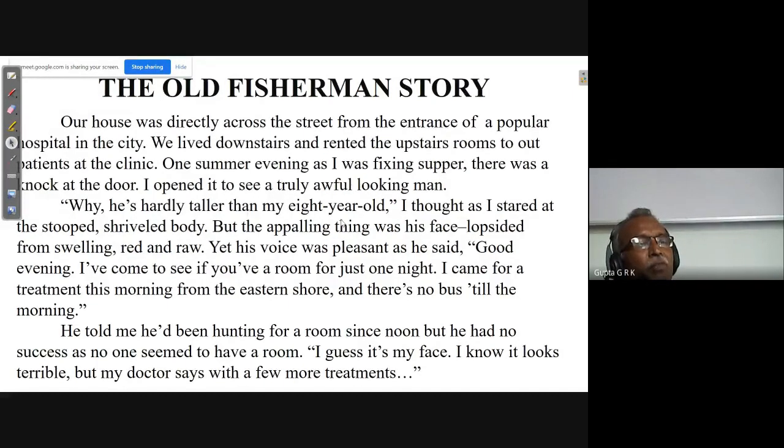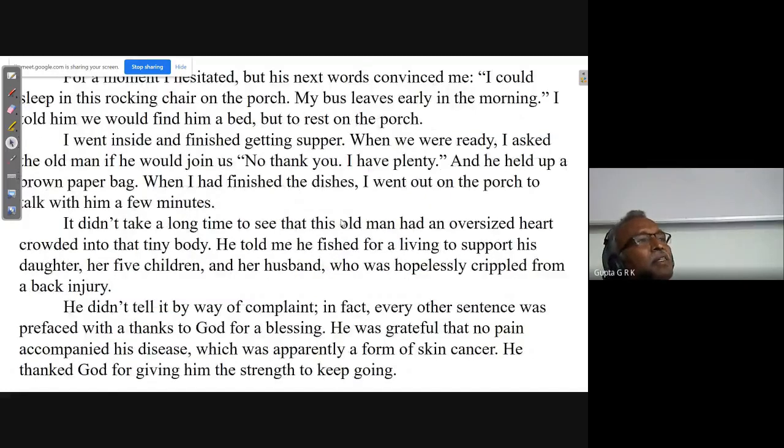I guess maybe it's my face. I know it looks terrible, but my doctor says with a few more treatments. For a moment, I hesitated, but his next words convinced me. I could sleep in this rocking chair on the porch. My bus leaves early in the morning. I told him we would find him a bed, but to rest on the porch.